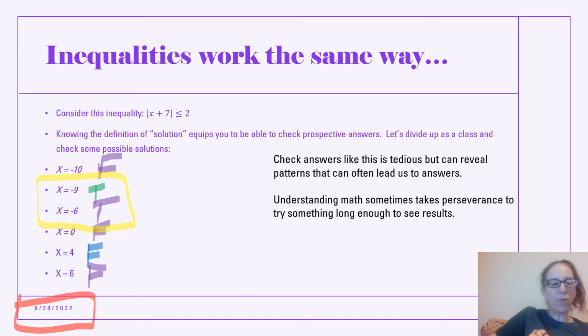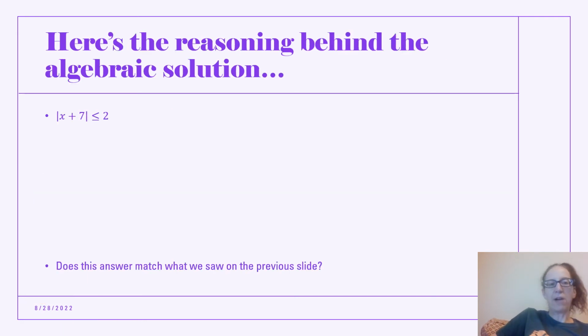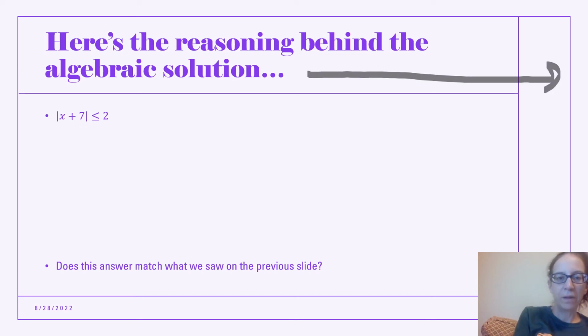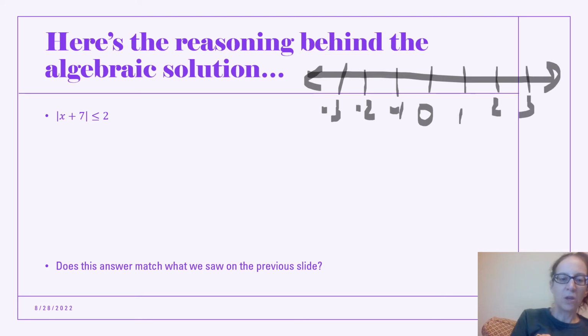So let's go through how this looks algebraically. All right. So I'm going to bring you back to the definition of absolute value. Absolute value is the distance from 0. So let's go slap our number line on here. And we'll put the 0. Okay, and we have -1, -2, -3, 1, 2, and 3. So what this is saying is that the distance from 0 is less than or equal to 2.